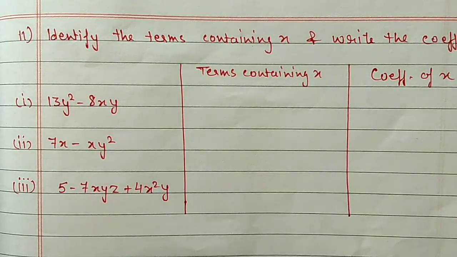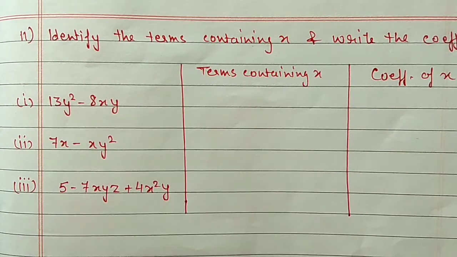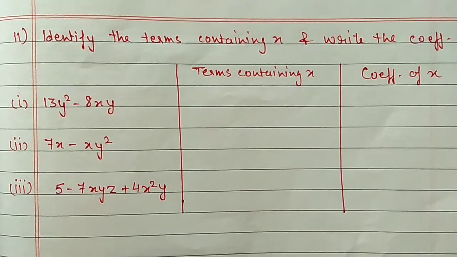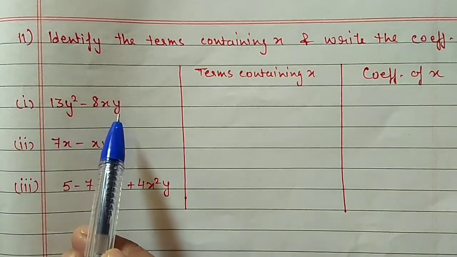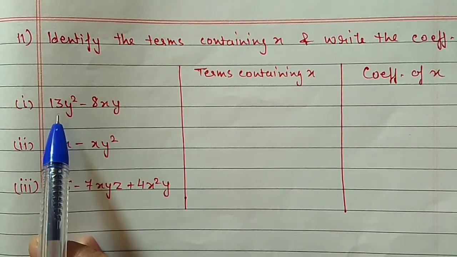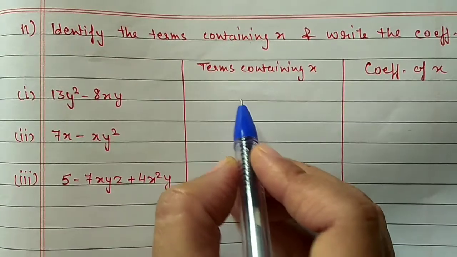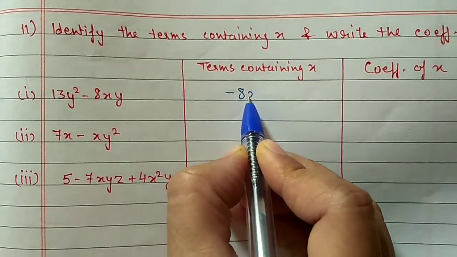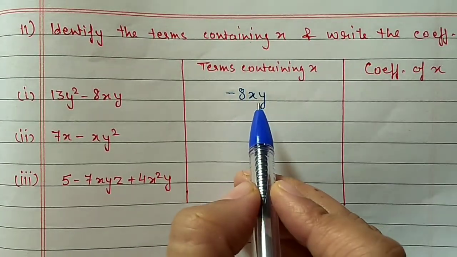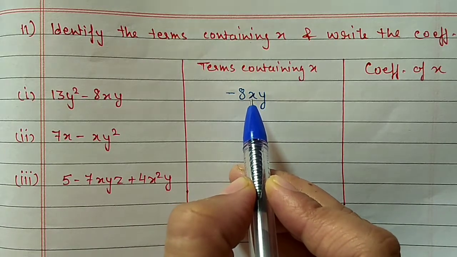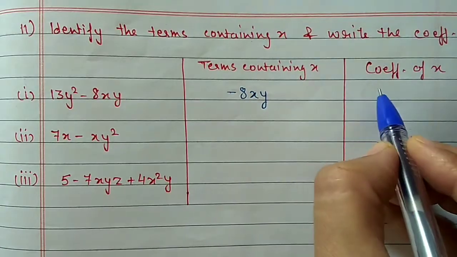Next, question number 11. Identify the terms containing x and write the coefficient of x. Here we have two terms, first and second. First term we don't have x, only in second term we have x. So minus 8xy is the term which contains x. Now we have to write the coefficient of x. So only this x we will not write, remaining things we will write. So minus 8y.